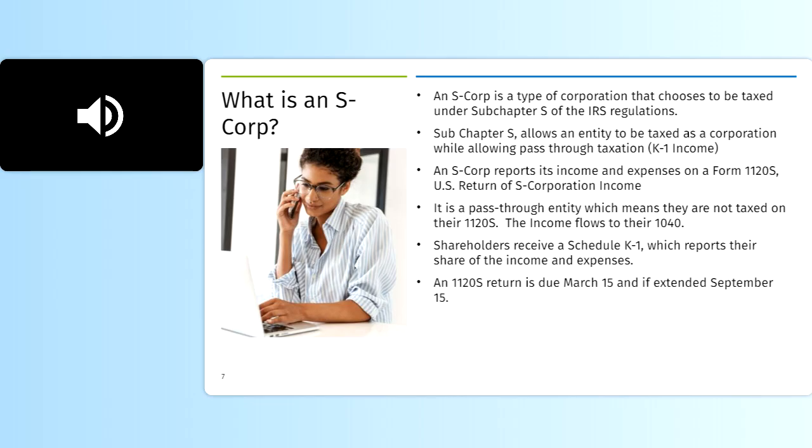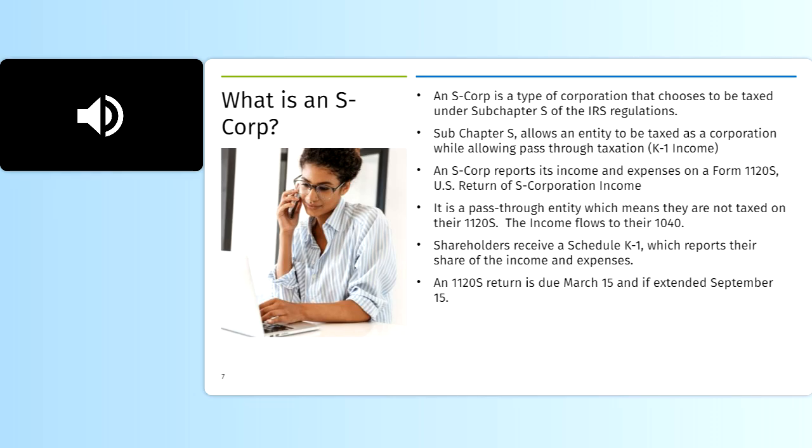Now, for the deadlines, the 1120S return is going to be due March 15th. So this is going to be a full month earlier than our 1040s. And if we need to extend it, the deadline is going to be bumped up to September 15th. Now, I am not a huge fan of this due date for 1120S returns. Reason being is many times we are not receiving the K1 in time.